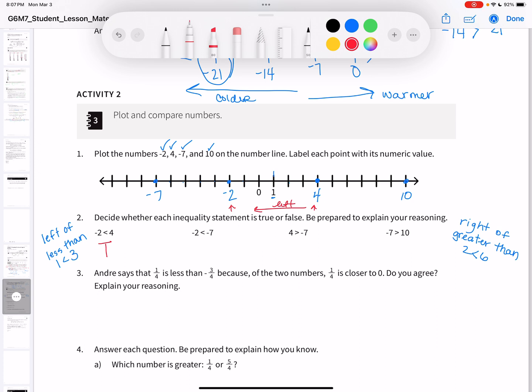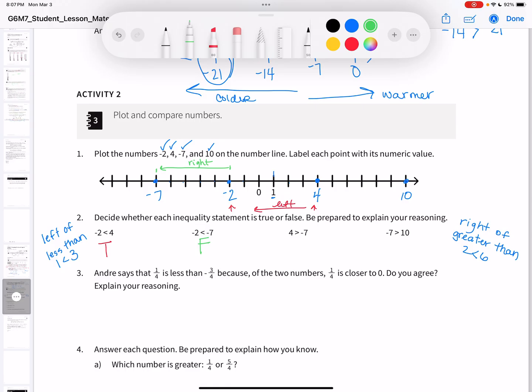Negative 2 is less than negative 7. All right, let's look. Negative 2, negative 7. Is negative 2 to the left of negative 7? Nope. Negative 2 is to the right of negative 7. So it should be greater than, but this says it's less than. So this is false.